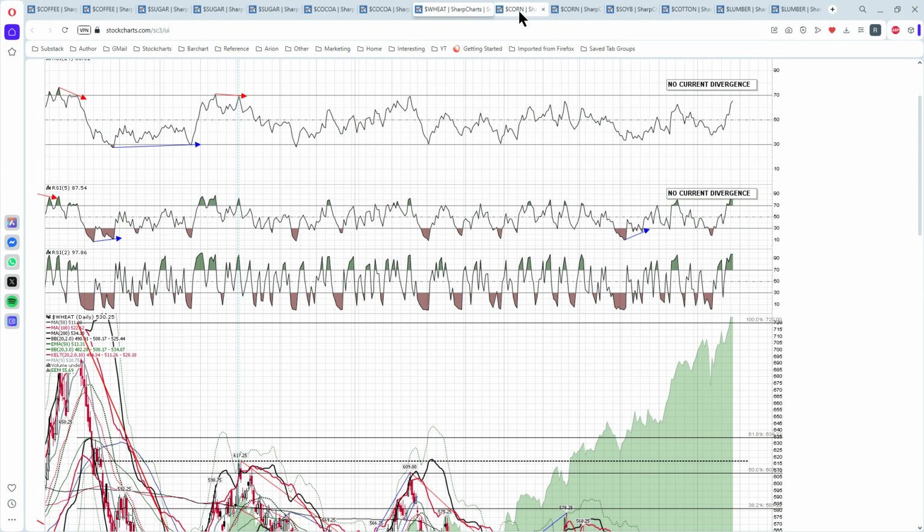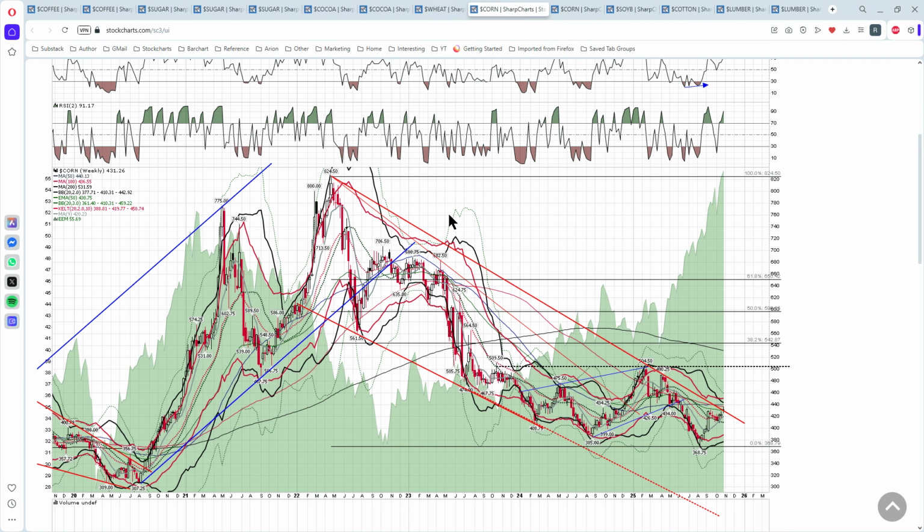No divergence on the daily though. On corn, I was looking for a breakup over this declining resistance, and we've done it. We've now got a potential double bottom here, sustained break over 504.5. Would have a minimum target in about the 625 area, so that would be all the way up here.